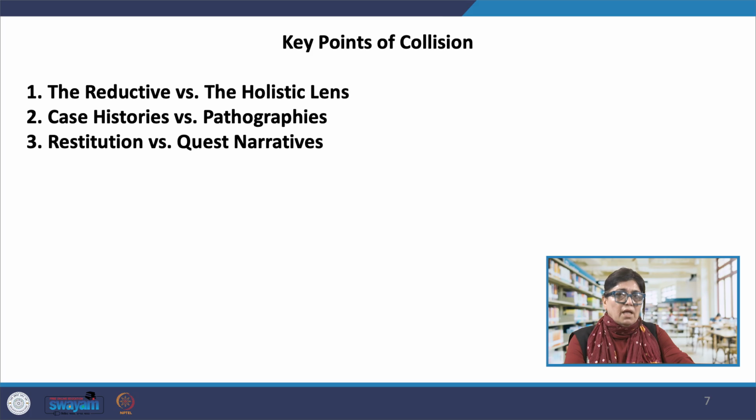Restitution versus quest narrative. Sociologist Arthur Frank noted that biomedical discourse is obsessed with the restitution narrative: I was sick, I took a drug, I am cured. However, chronic or terminal conditions rarely follow this linear path. Patients often rely on quest narratives where the focus shifts from a biological cure to finding existential meaning, community, and personal transformation through their suffering.